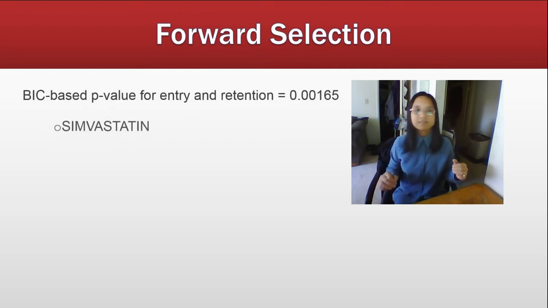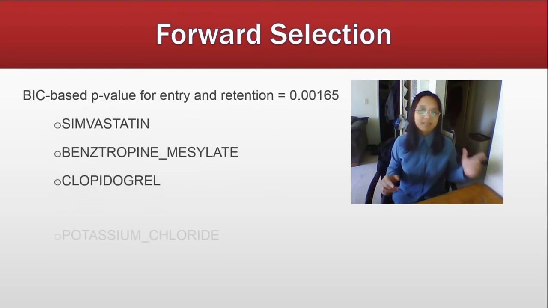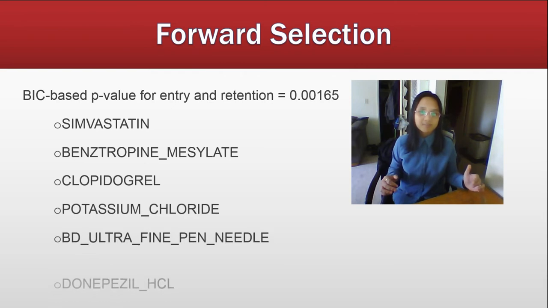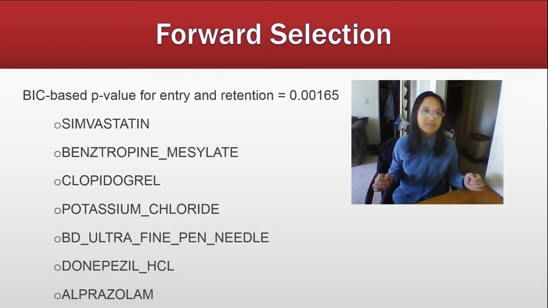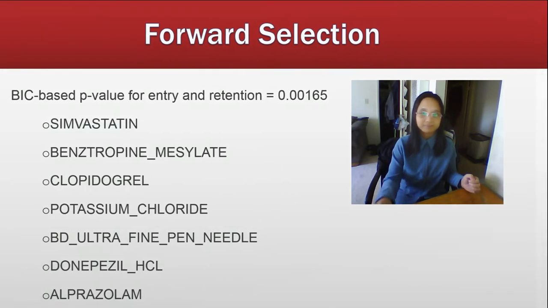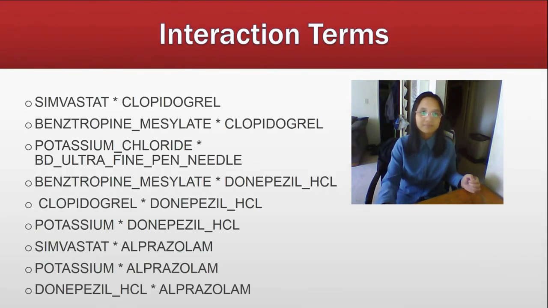Forward selection. I calculated a BIC-based p-value using the sample size, which turned out to be 0.00165. This p-value was used in forward selection for entry and retention. The statistically significant variables to enter the model are the 7 shown here. Interaction terms. Forward selection also detected these interaction terms as statistically significant, and they were all added to the model.